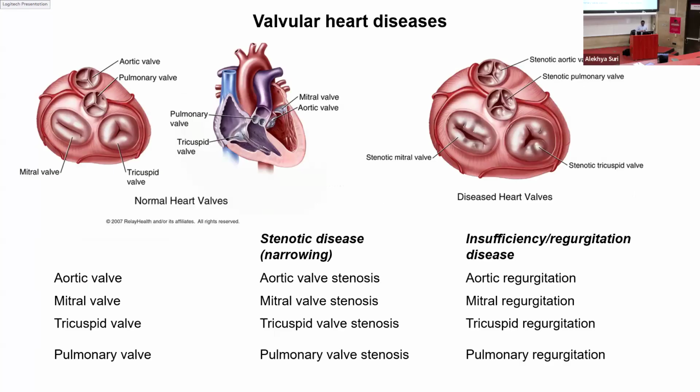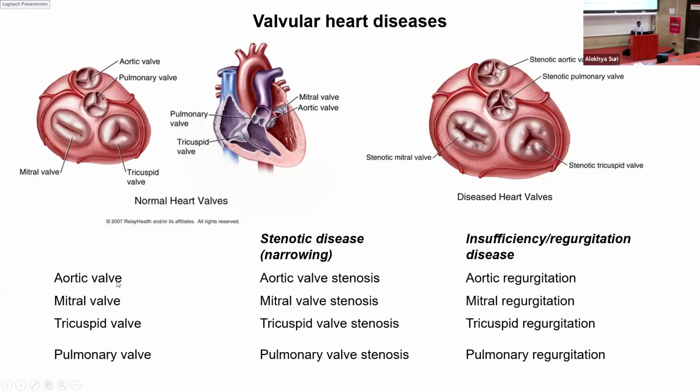Okay, the valvular heart disease. We have seen four different valves: the aortic valve, mitral valve, tricuspid valve, and pulmonary valve. All these valves can also be affected. There are two different types of valvular diseases. One is stenotic disease. The other one is regurgitation. The stenotic disease is associated with the narrowing of the valve, and regurgitation is insufficient function. So the function is not proper.